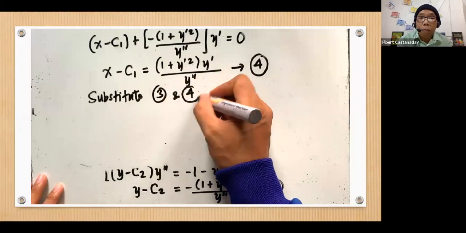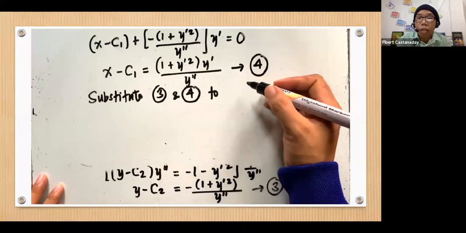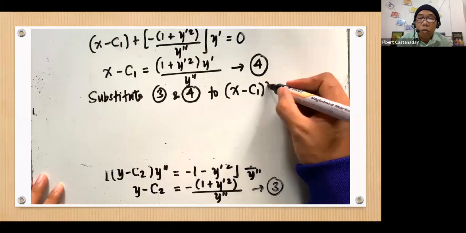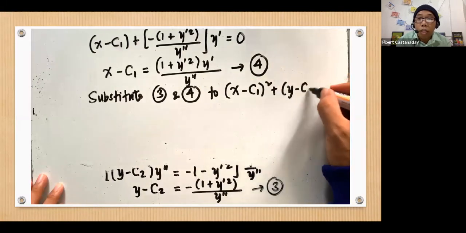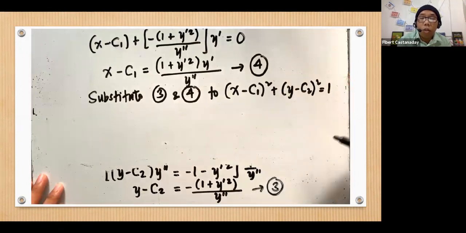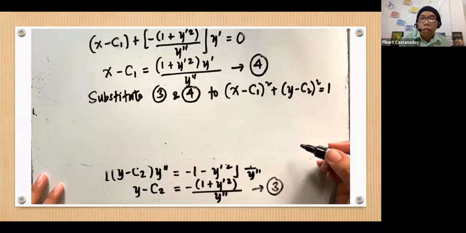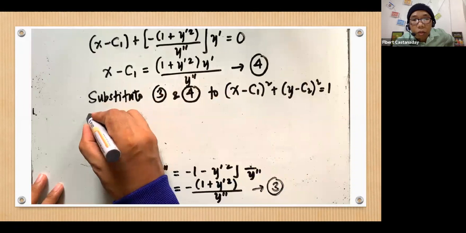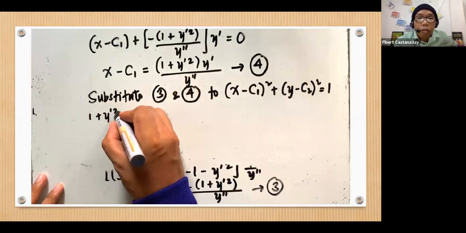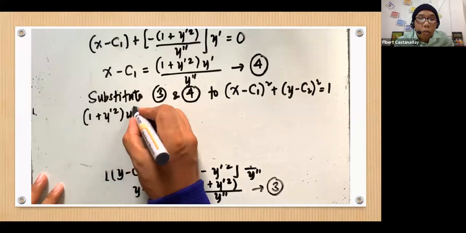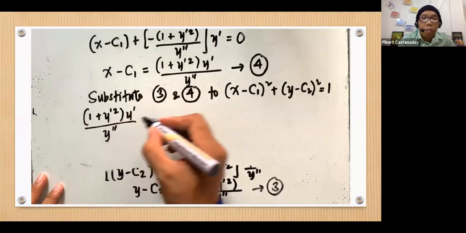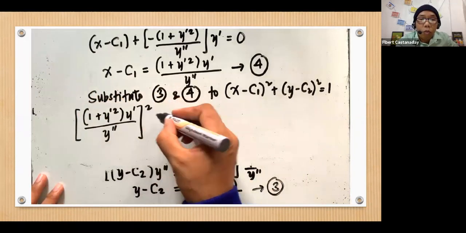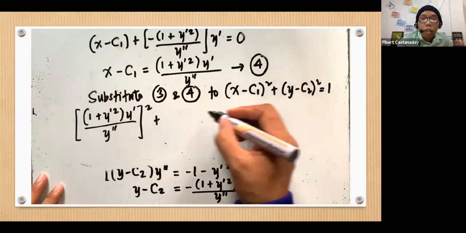So the next step is to substitute equations 3 and 4. Where do you plug them in? Into our given equation: x minus c sub 1 raised to 2 plus the quantity y minus c sub 2 raised to 2 equals 1. So we plug in the values of equations 3 and 4. The first term is 1 plus y prime squared times y prime all over y double prime. Take note, it is squared, so raised to the power of 2, plus the second term.